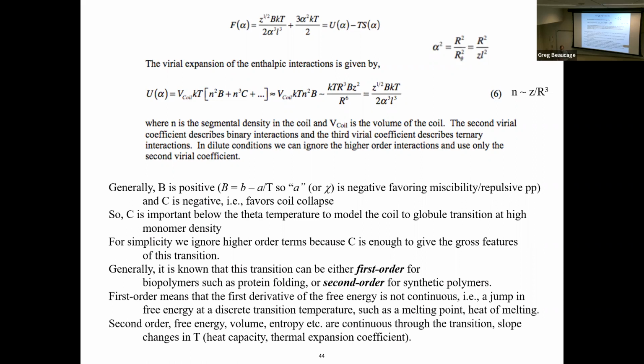That's a second order transition. This is a derivative that gives you the... So first order is biology and second order is polymers, synthetic polymers. So you want to have a theory that can do both. If you can do that, then you've hit the jackpot, right?